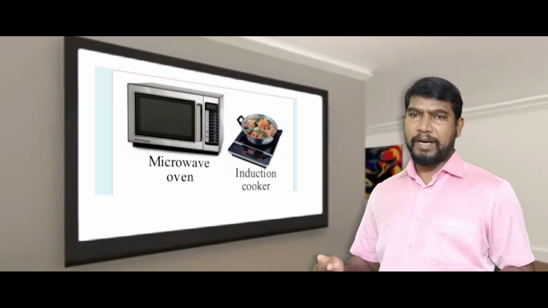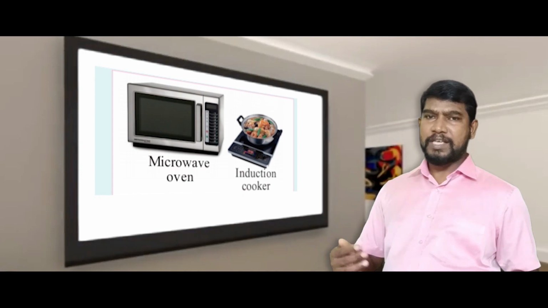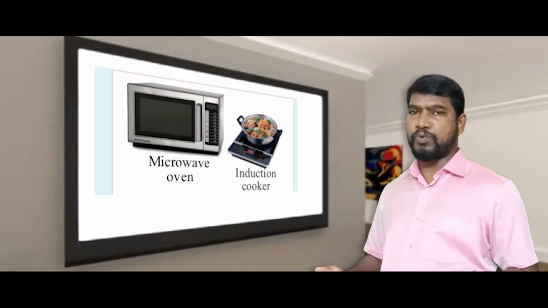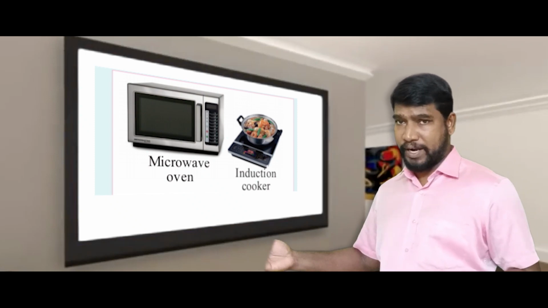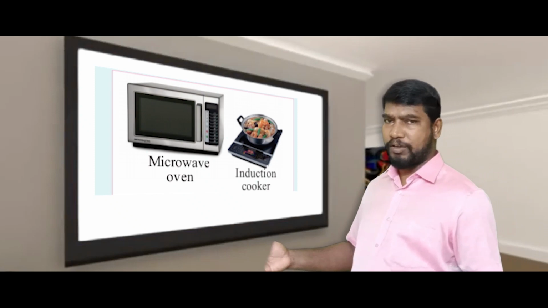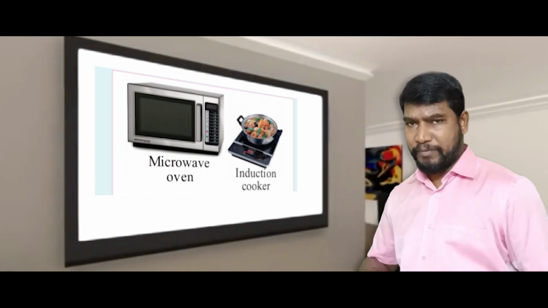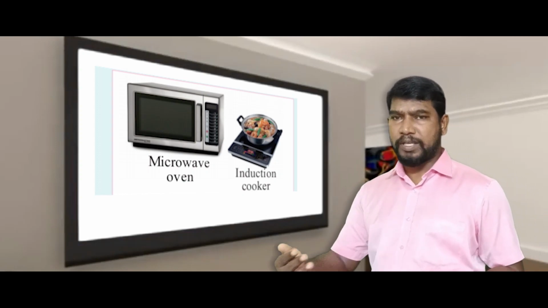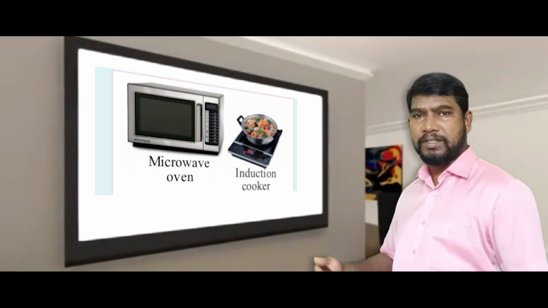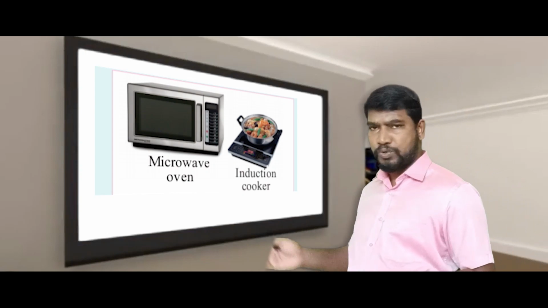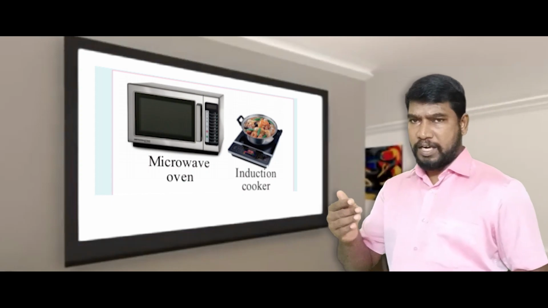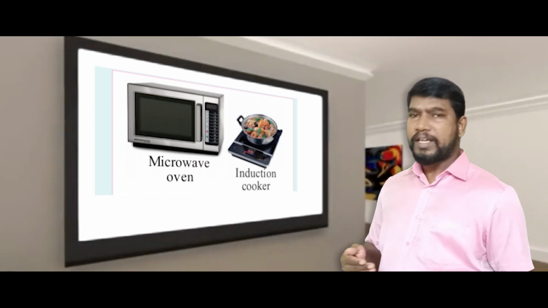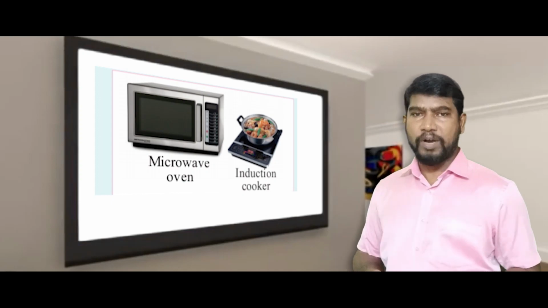Then next, you just see, I am showing here some equipments which are very familiar to you. We are using them in our house. The first one is microwave oven, and the second one is a modern equipment which we use in our house. Even we are substituting our gas LPG stoves with our induction cooker. So two equipments are shown here: the first one is the microwave oven, and the second one is our induction cooker.